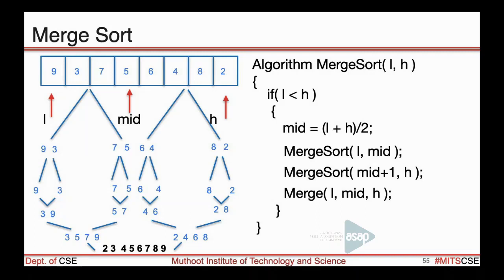So this is a divide and conquer strategy. I had a bigger problem. I divided the problem into sub-problems, the sub-problems again into sub-problems, found the solution when the problem was small, combined the solutions, and finally got the final answer. This is how merge sort works.